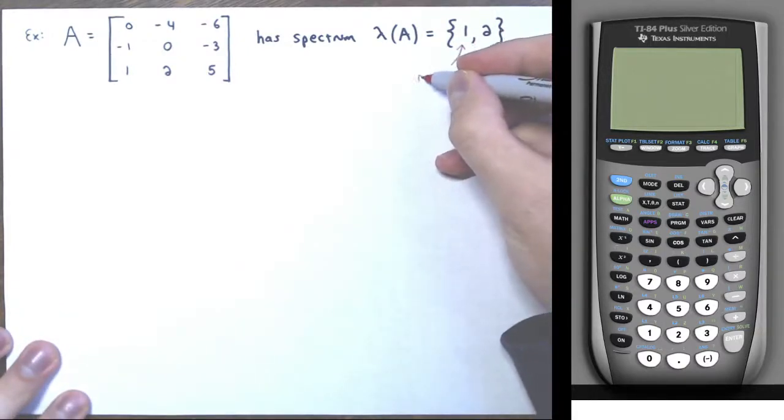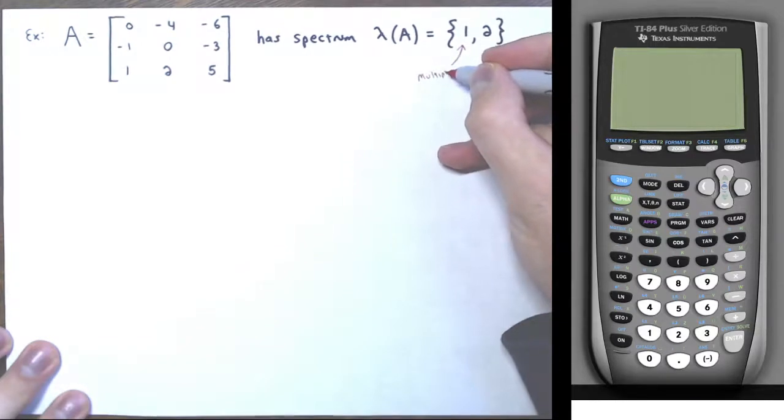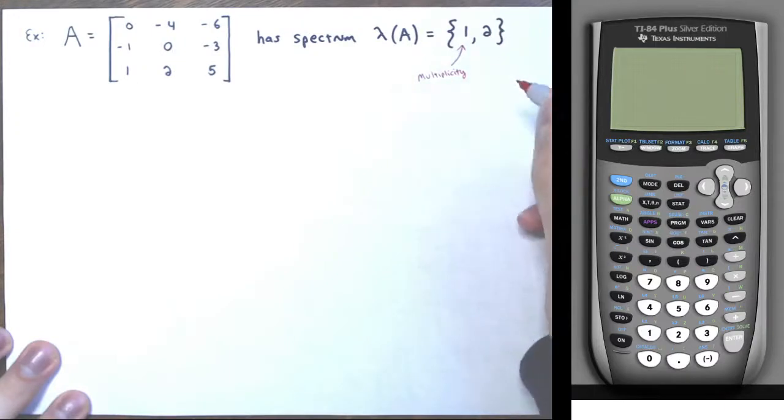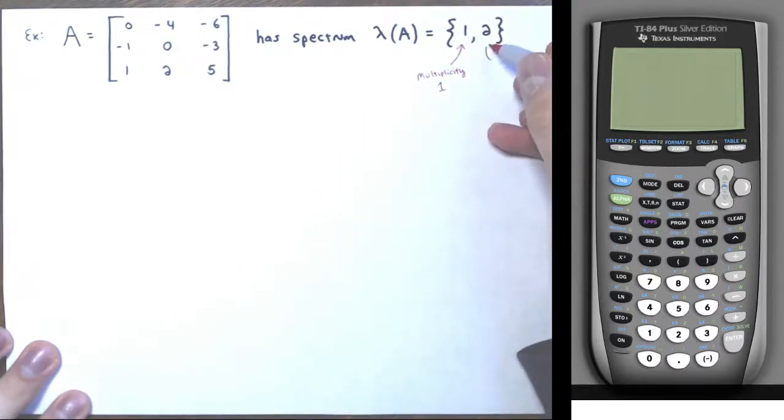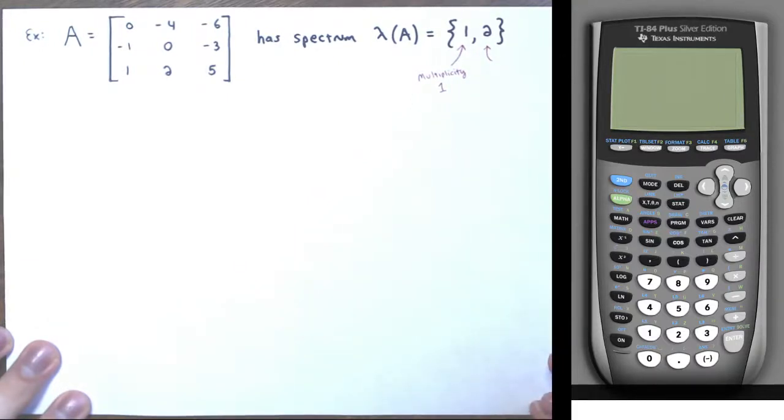but the multiplicity of 1 in that characteristic equation was 1. And there's actually a repeated root, a repeated solution in the characteristic equation. This has a multiplicity, the number 2 actually has a multiplicity of 2.